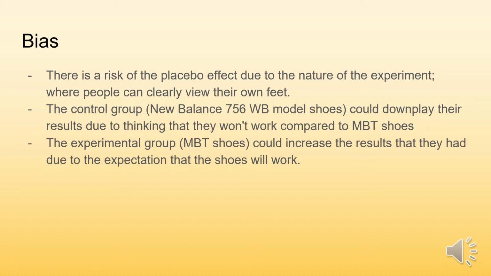Biases. The most prominent risk of bias in this study is the risk of placebo or lack thereof. As the control group were given New Balance 756 WB model shoes, they would know that their shoes are different from the MBT shoes and therefore conclude that they may not get any results. This could lead them to downplay or disregard any results that they have, due to them thinking that they are not expected to have any improvement in their condition.